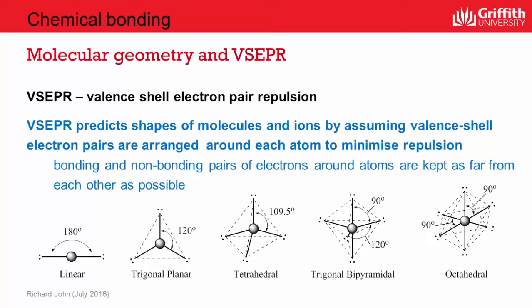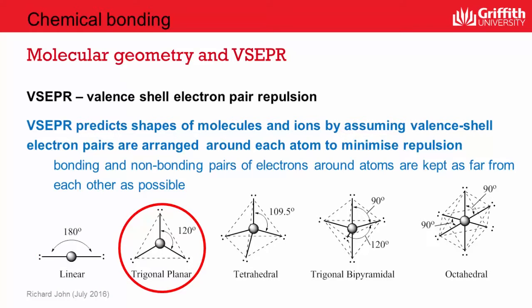In other words, the bonding and non-bonding pairs of electrons around atoms are kept as far from each other as possible. So for example, in this figure we can see that when two pairs of valence electrons surround the nucleus of an atom, they will arrange themselves to be on opposite sides of the nucleus. Under this arrangement, the electron pairs are as far from each other as possible and the repulsion is minimized. This gives a linear arrangement of electron pairs with the angle between them being 180 degrees.